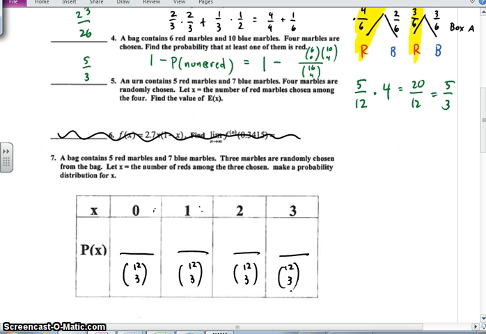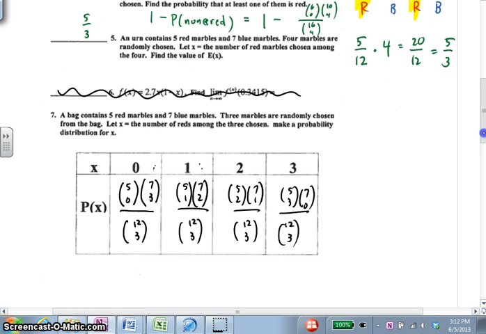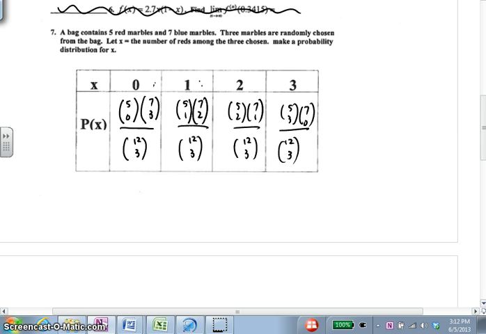The numerator in this case, and I'll just fill out one of them, is, well, there's 5. This is the probability of getting 0 red. That would be 5 choose 0 and 7 choose 3: 0 red and 3 that are not red, that are blue. This is 5 choose 1 and 7 choose 2. This is 5 choose 2, 7 choose 1, and this is 5 choose 3 and 7 choose 0. Okay, don't leave the answer like this, please. Actually find these values. This probably would be on the calculator section.